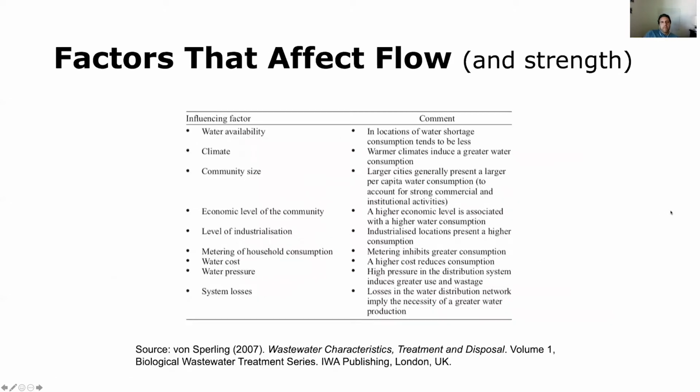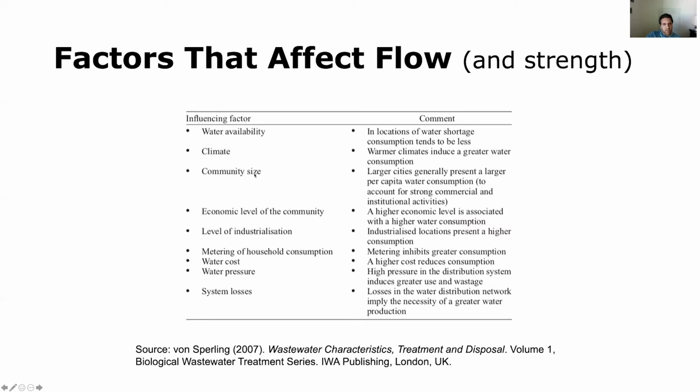Some factors that affect the flow and strength of wastewater are water availability. So in some locations where water is more scarce, the consumption of water tends to be less, and therefore the flow of wastewater per capita tends to be less. So that goes along with climate. Warmer climates might induce a greater water consumption, but climates that are more dry might induce a lower consumption of water and lower flow rates of sewage per capita.